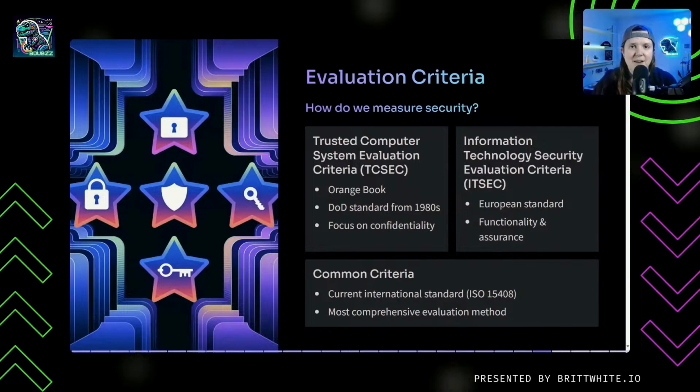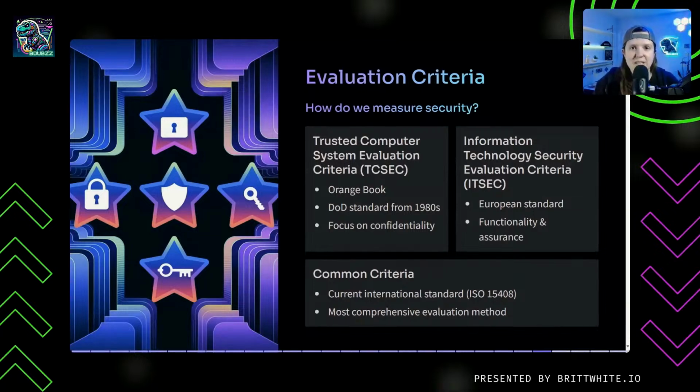Then came ITSEC from our European friends. They looked at TCSEC and thought, hey, we can make this better. They expanded it to look at two key things: what a product does, or its functionality, and how well it does it, which is its assurance. This was a big step forward. And finally, we have what's now the industry standard, the Common Criteria. This is recognized internationally with the ISO 15408 standard and gives us the most comprehensive way to evaluate security products. When someone says their product is Common Criteria certified, that really means something.